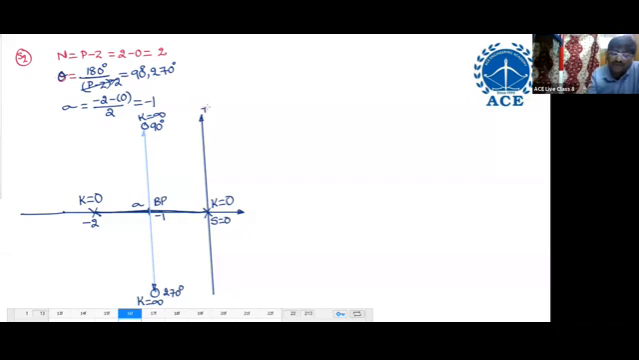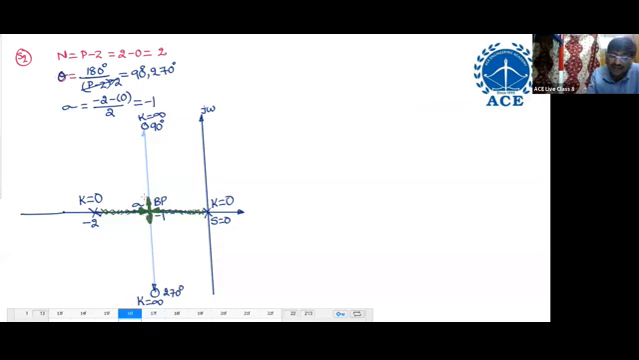This is the j omega axis. As K increases, what happens? Both the poles move in opposite directions. Then both the poles meet at the breakpoint. How many poles meet? 2 poles meet. Once they meet, they leave the real axis with plus or minus 90.